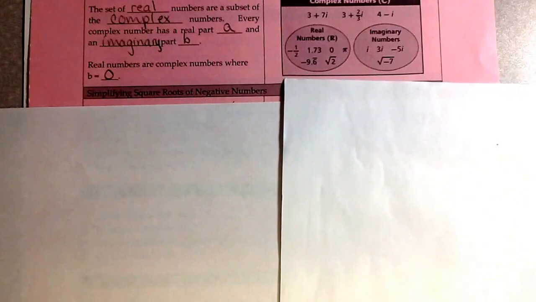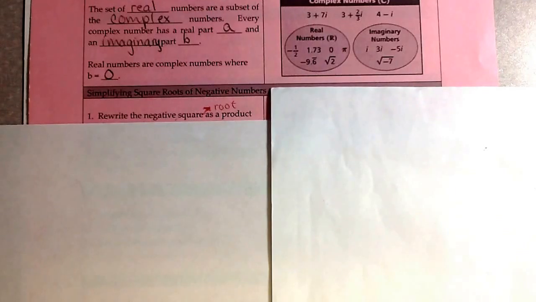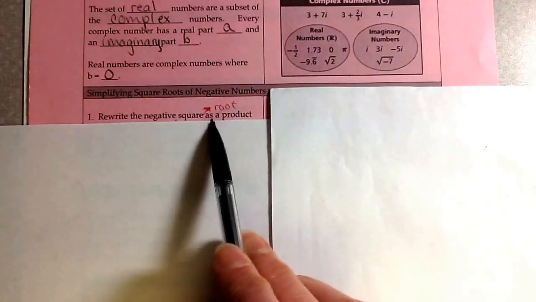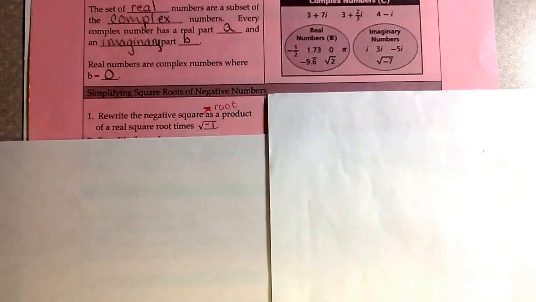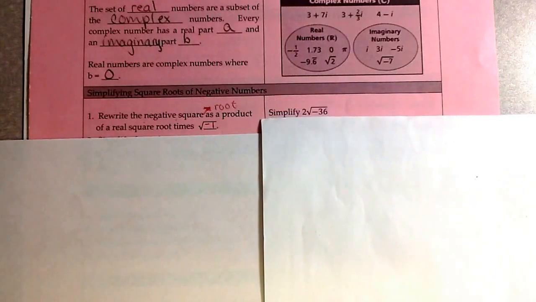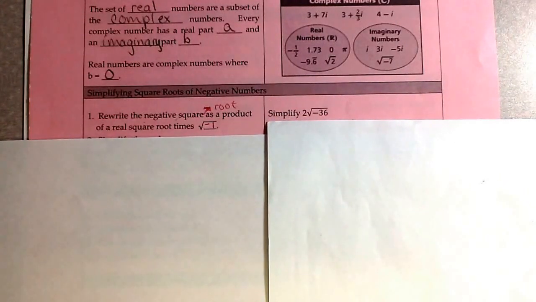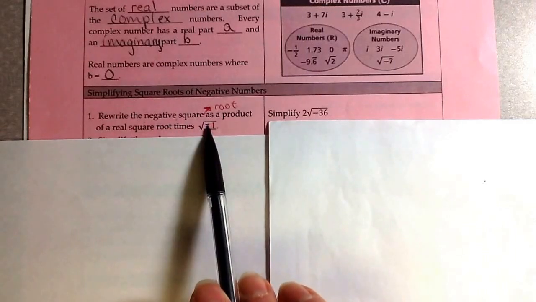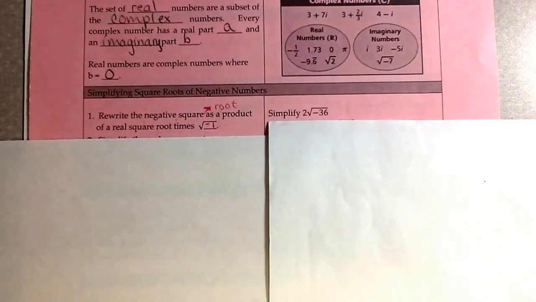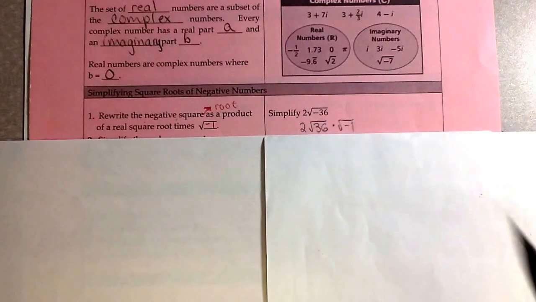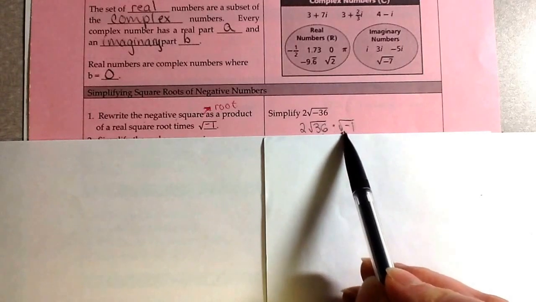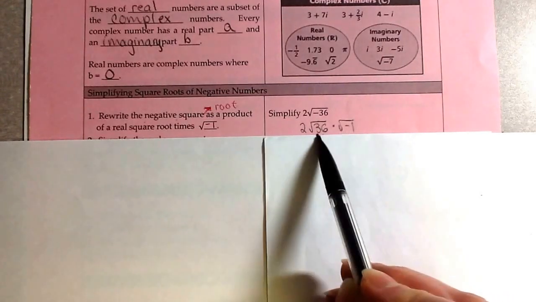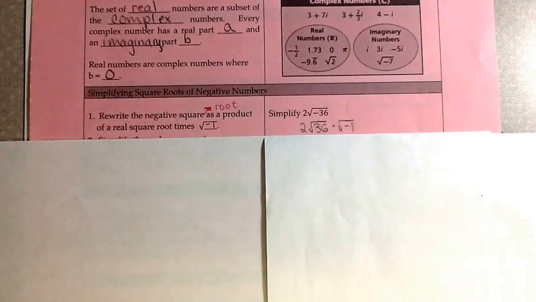All right, let's simplify square roots of negative numbers. So what you need to do is you rewrite the negative square root as a product of a real square root times the square root of -1. So if we look at this example over here, we have 2 times the square root of -36. We're going to rewrite the negative square root as a product of a real square root times the square root of -1. So all we do is we just rewrite this as the square root of 36 times the square root of -1. Because if I multiply those two square roots together, I'll get -36 underneath the square root sign.